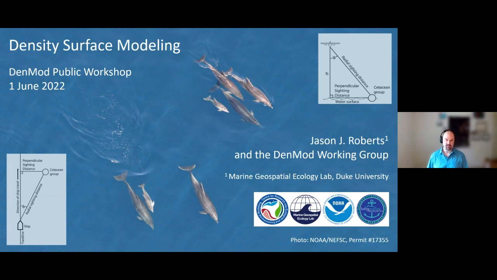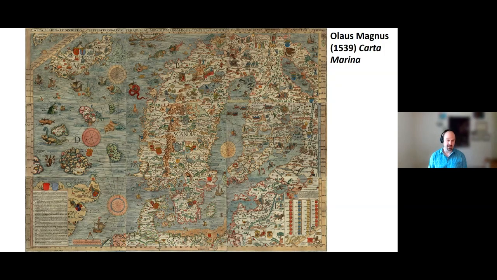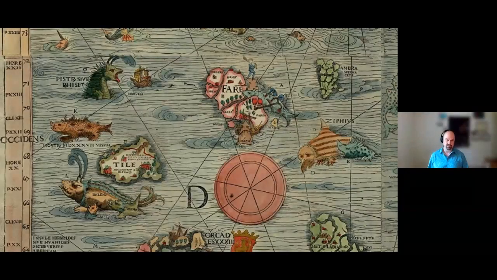I'm originally, my ancestors are originally from Scandinavia, and here is a map of Scandinavia. Humans have been interested for a long time in mapping what's in the ocean. This map is from about 500 years ago. I'm going to give my introduction to density surface modeling from the perspective of a marine ecologist, specifically someone who's interested in cetaceans. If we look at this ancient map, we can see a number of species on here that we can identify with today.